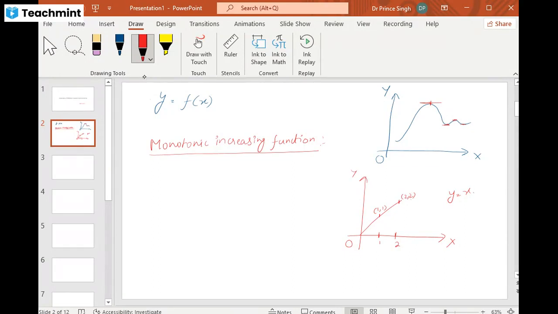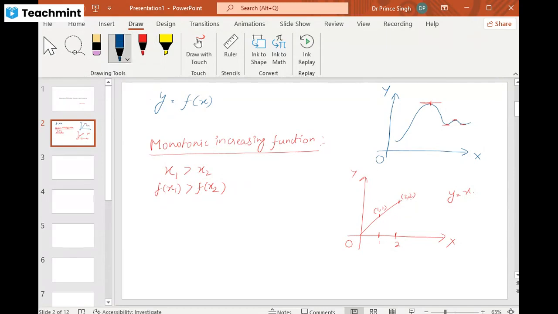What is the condition for an increasing function? The condition is: if x1 is greater than x2, then f of x1 is greater than f of x2. So this is the condition of a monotonically or strictly increasing function, right? This is how we can check that a function is increasing. But sometimes the function is given in a very complicated form, and in that case it is difficult to identify whether the function is increasing or decreasing. So we'll try to identify some other condition also.